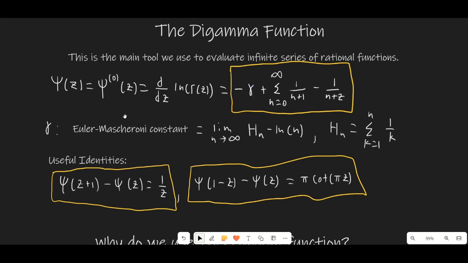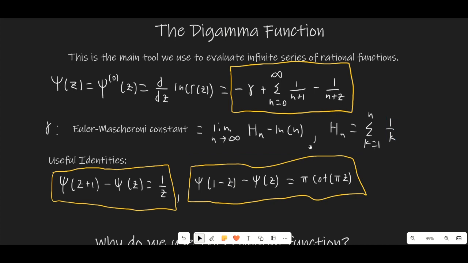This gamma here is the Euler-Mascheroni constant, which is the same as the limit as n goes to infinity of H_n minus ln n. Now H_n simply means the nth harmonic number, I believe. It's just the harmonic series. So the harmonic series is just the sum from k equals 1 to n of 1 over k.